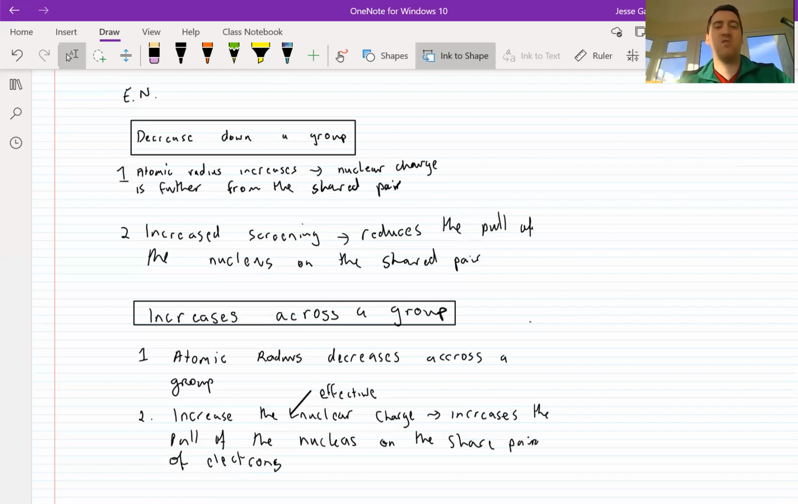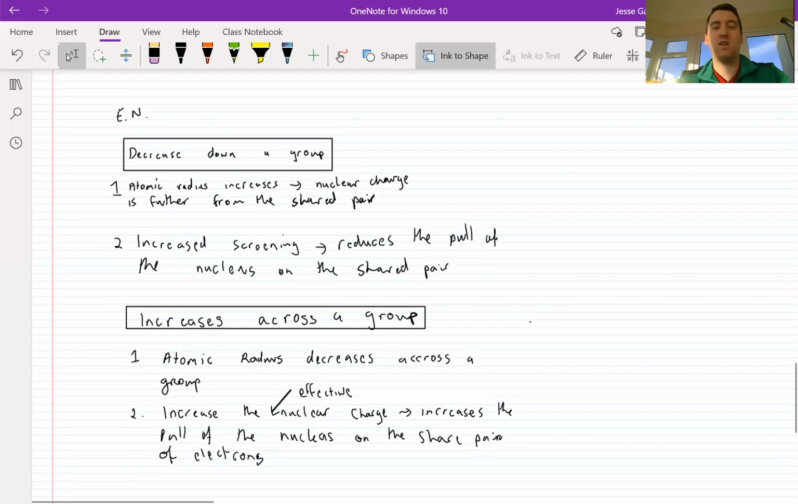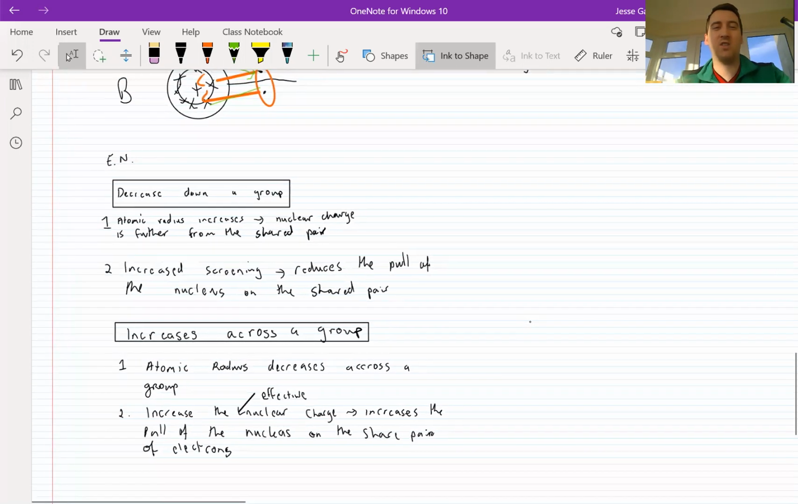We also have an increase in effective nuclear charge. The number of protons is increasing without any change in the screening effect because we are not adding any extra inner shells, which means the effective nuclear charge is increasing.